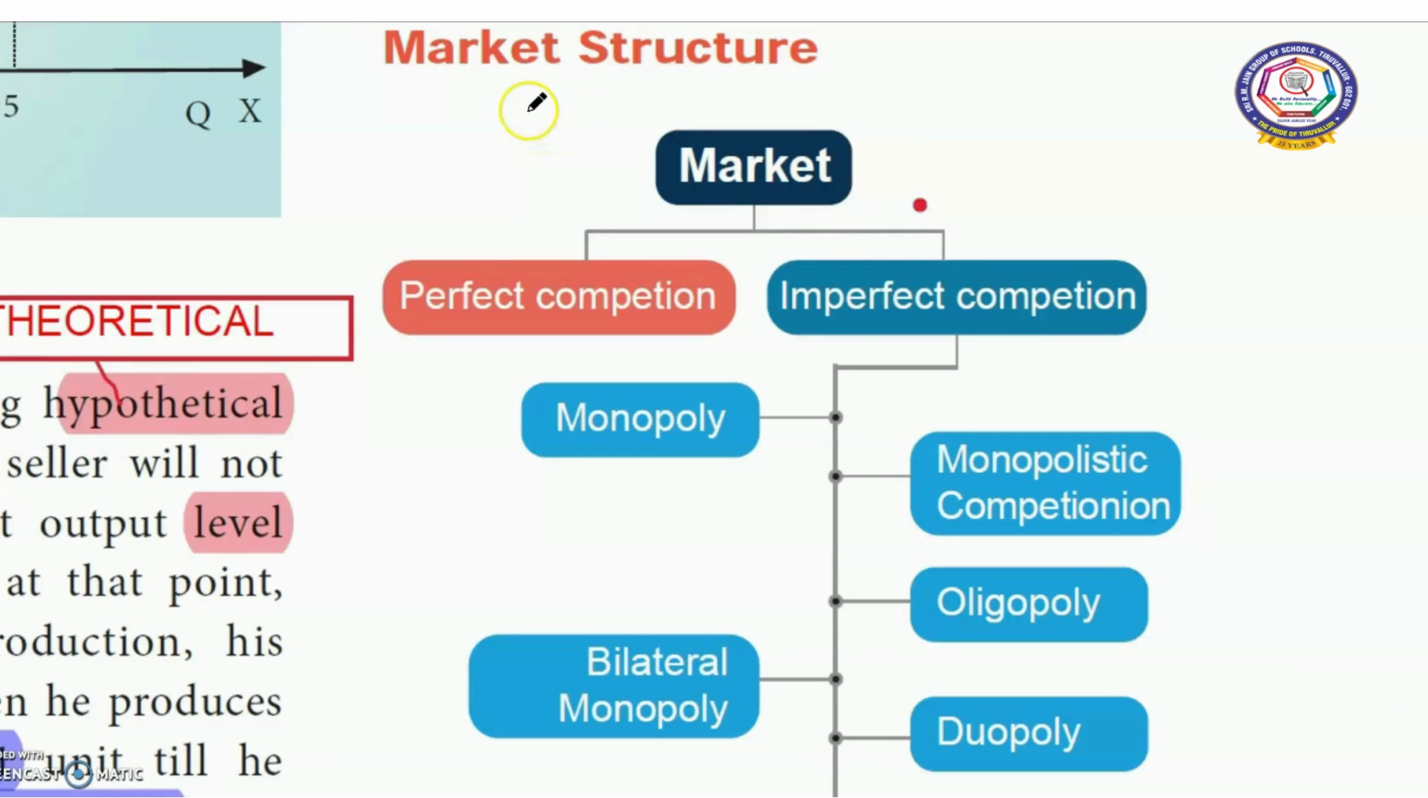Children, now we are going to discuss about market structure. Market is divided into perfect competition and imperfect competition. Imperfect competition is further divided into monopoly, monopolistic competition, oligopoly, bilateral monopoly and duopoly. We are going to discuss about all these markets in detail now.